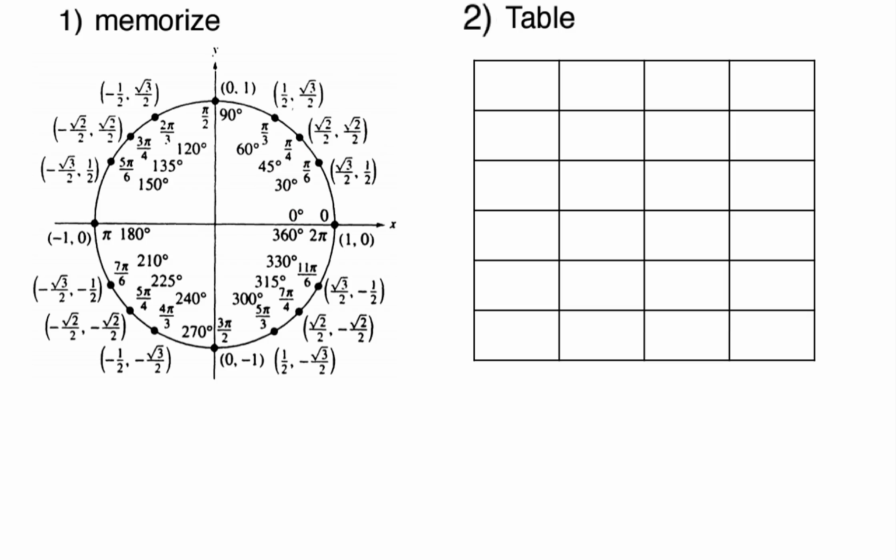So the way the table works is like this. We're gonna put sine, cosine, and tan up here. So it's going to go sine first, then cosine, and then tan.